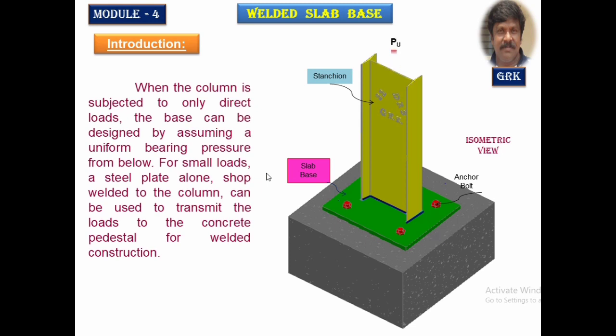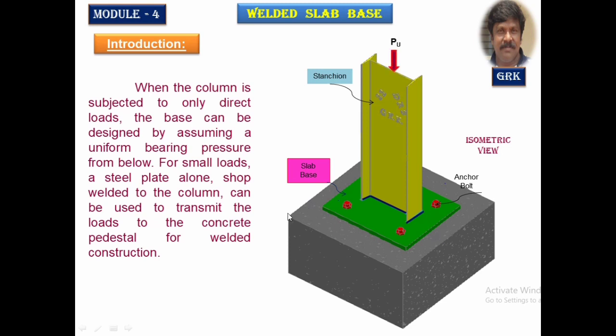Whenever the column is subjected to only a direct load, the axial load, without any moment, we can design the slab base as per the code specification given on pages 46-47 of the code. We can have a look at that and design the size of the base plate.